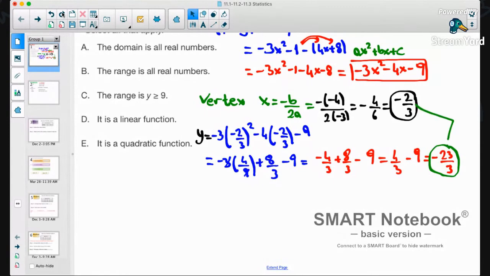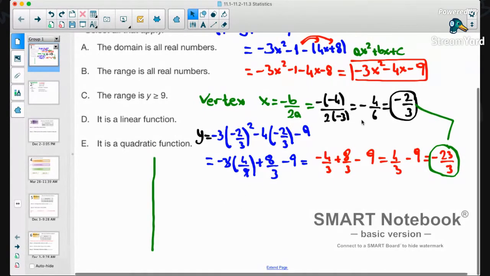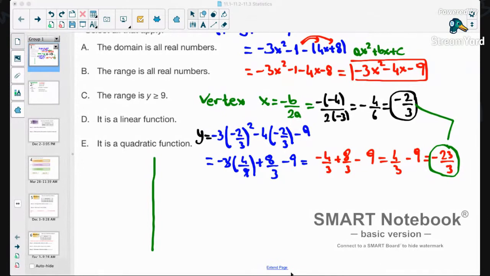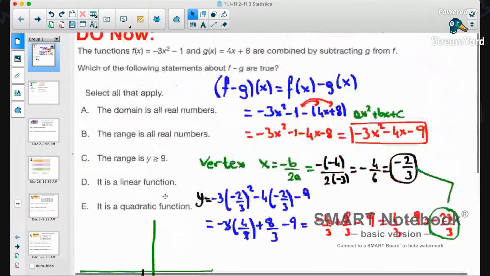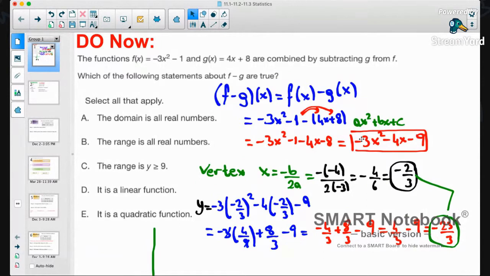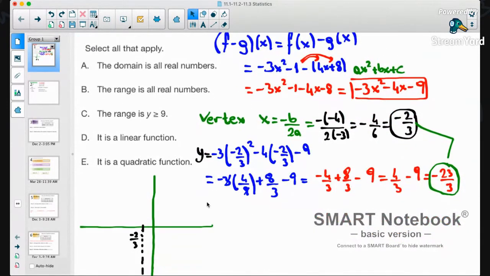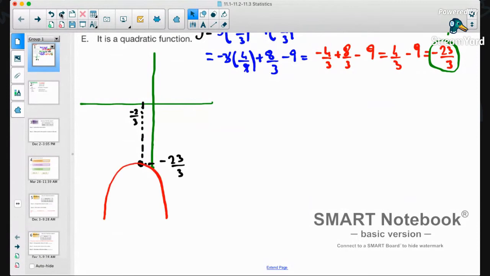If you know the x and y coordinates, we can graph our function. Let's do it. By the way, this is not drawn to scale, so please excuse me. This is negative 2 over 3, and this is negative 23 over 3. This is the vertex, and you can also understand whether your graph is going to be upward or downward by looking at the sign of a. Your sign of a is negative. This is the reason your graph is going to be downward.